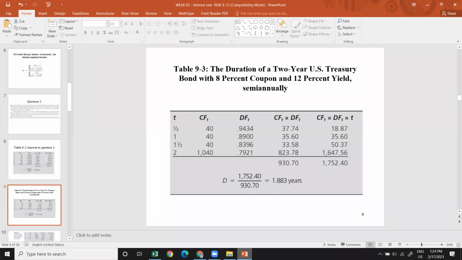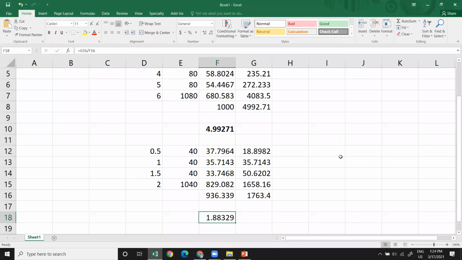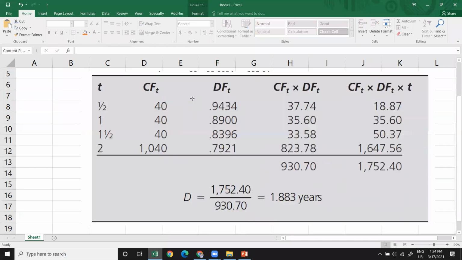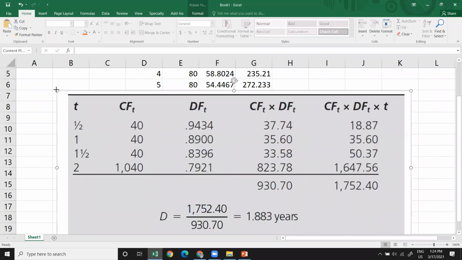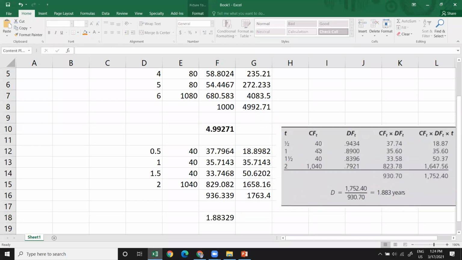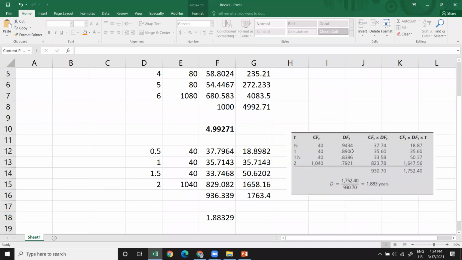1.88 years. But why did I get this one? Did I make a mistake anywhere? Maybe, Professor, we should divide 12 by 2, I mean 6%. Very good. The 12 is the annual percentage rate, but we need to convert it into a semi-annual rate. Perfect, so that makes sense.